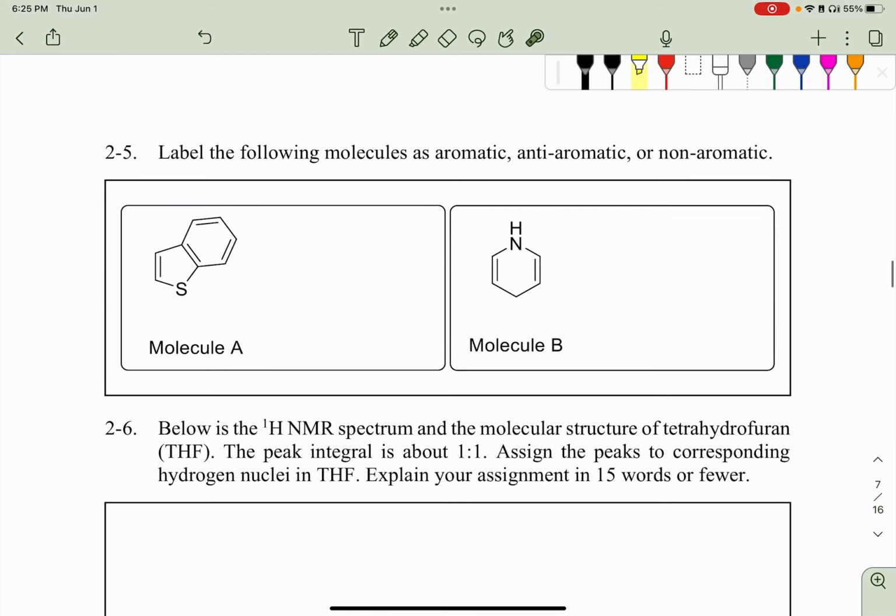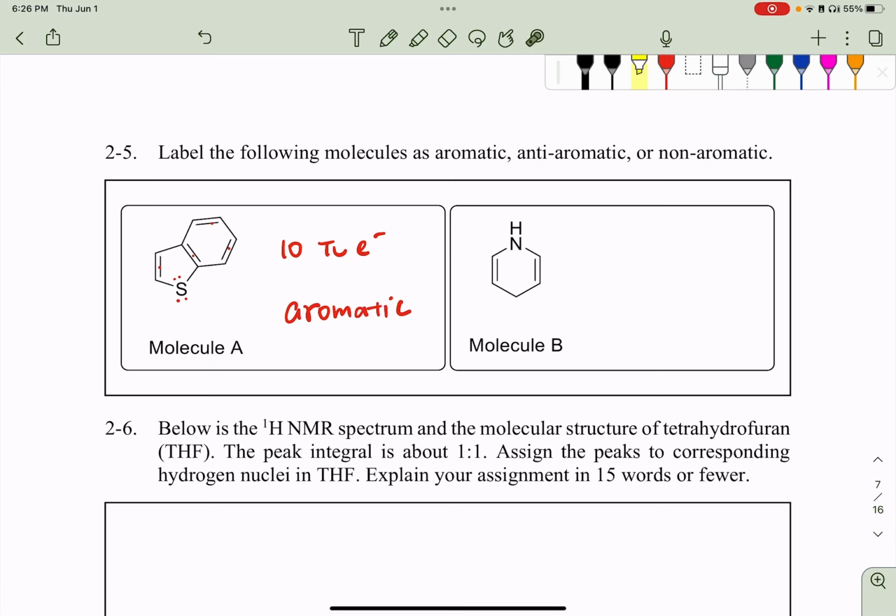Okay, that's it. Now, let's look at these two molecules. Label the following molecule as aromatic, anti-aromatic, or non-aromatic. Well, let's just count the number of pi electrons, assuming these are all planar molecules. We have 1, 2, 3, 4, and in the example we did in class, we know that sulfur, like furan, has 2 lone pairs, and one of them would contribute. So we have a total of 10 pi electrons. So molecule A is aromatic.